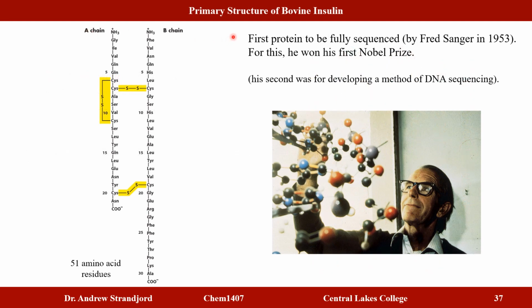The very first protein to be fully sequenced was by Fred Sanger in 1953. He was able to determine the amino acid sequence of bovine insulin starting at the N-terminus end, identifying all the amino acids to the C-terminus end. He also determined that bovine insulin is a multimeric protein. It contains 2 polypeptide chains. He received a Nobel Prize for this work. He received a second Nobel Prize for determining the methodology for DNA sequencing.